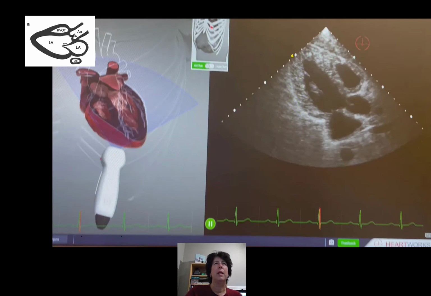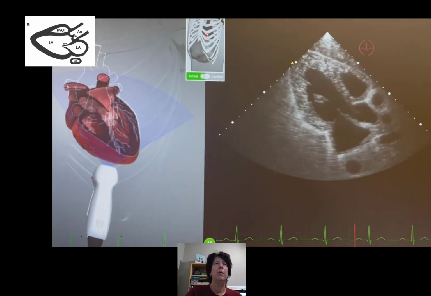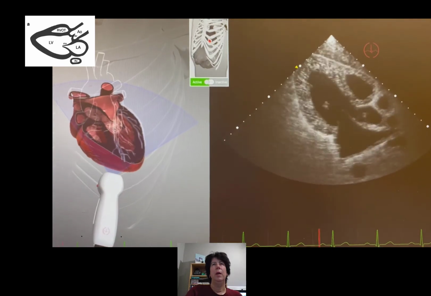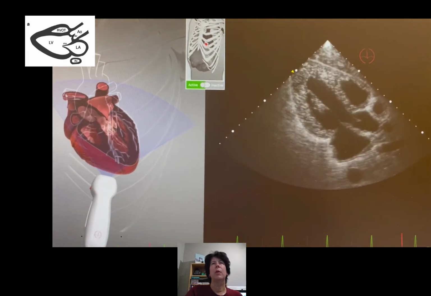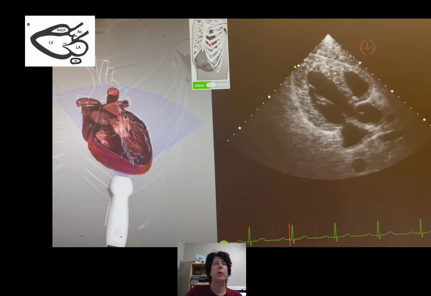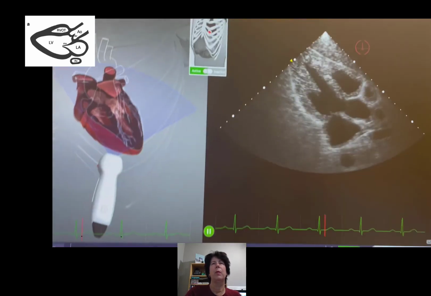Now, common mistake, as we said, is to move that too far out and too low down, and it gives you this kind of hybrid view with the heart too vertical. So when you see this kind of picture, move your probe up one interspace.